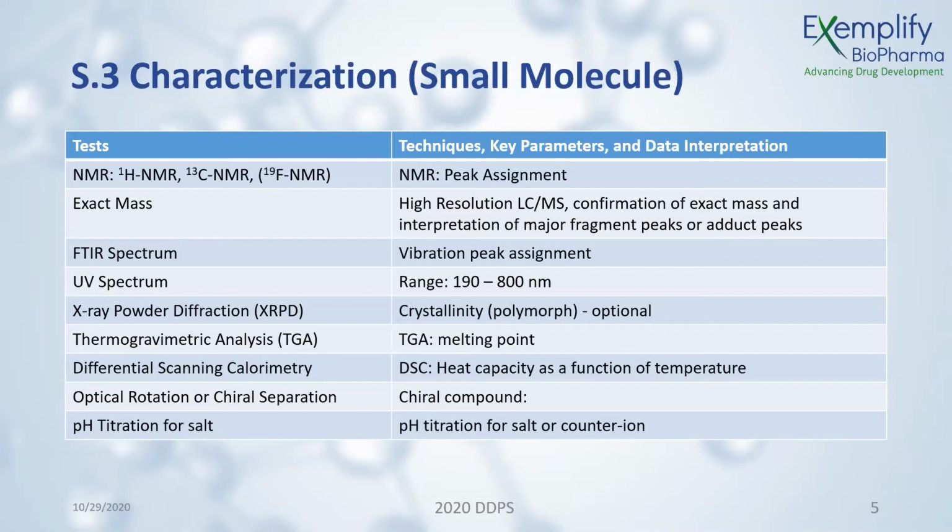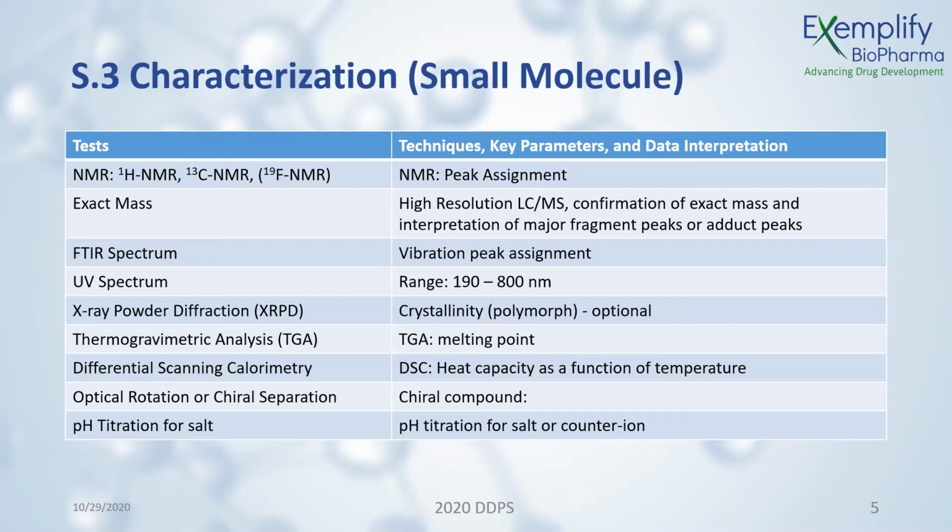So again, all of the necessary proton NMR, carbon NMR, and if you have fluorine in your structure, you need to do fluorine NMR. And also you need to have the full peak assignment. For exact mass or molecular weight, you need to use high resolution LC-MS or MS-MS to confirm the exact mass. And you need to have peak interpretation of major fragment peaks or adduct peaks. You also need to establish FTIR spectrum and have full vibration peak assignment.